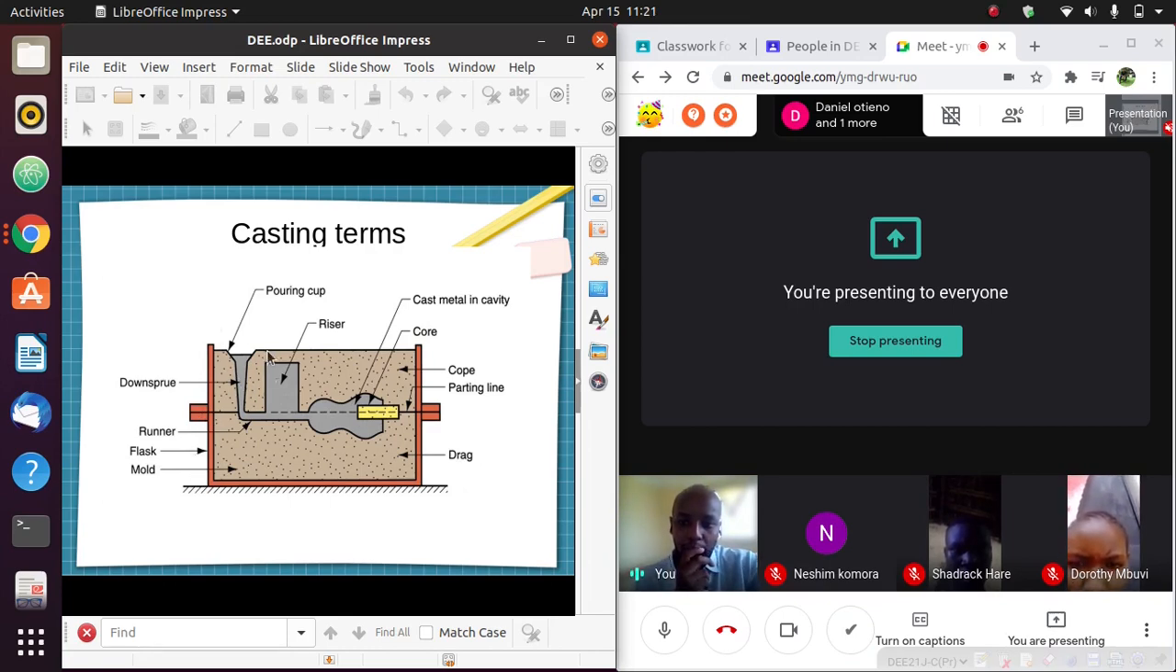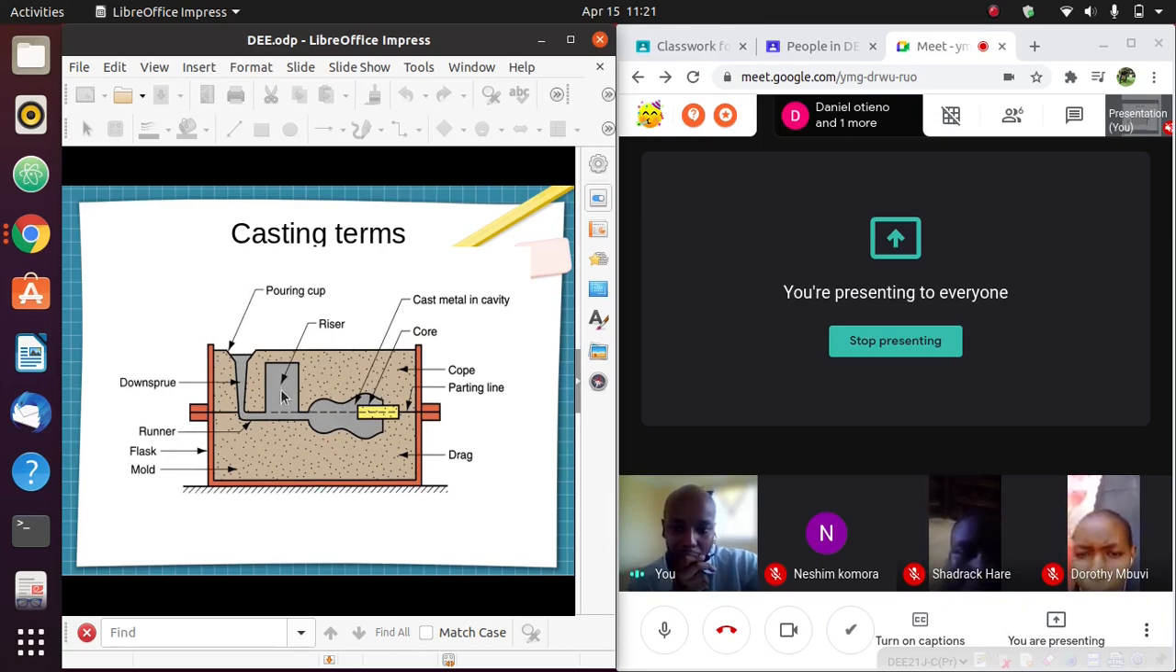This is the passage ambayo will allow you to pour your molten metal into that mold so that iingie katika cavity. The same as the runner. The runner is just a place where the mold, this down sprue in the runner ni ile passage ambayo the molten metal will take so that it can go to the cavity. Now once it goes to the cavity, it will solidify ama itajaza cavity.